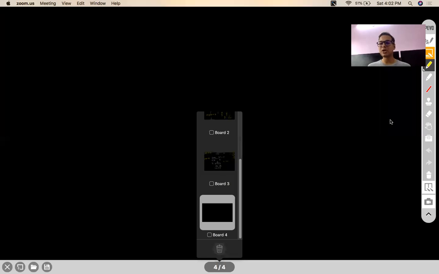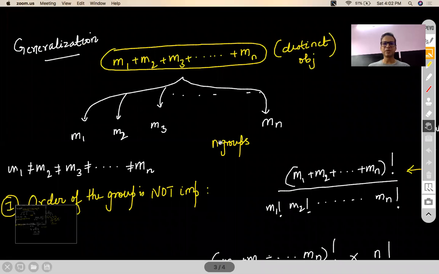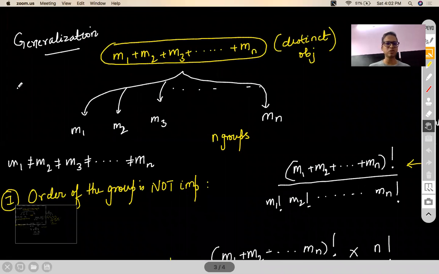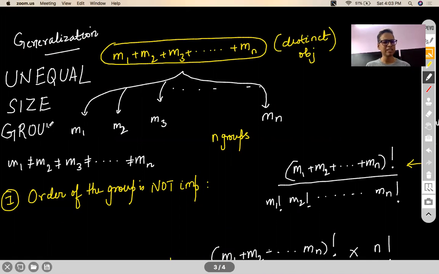This was a case when your groups were of unequal size. Let me write it over here. This was a case where your groups are of unequal sizes. That means no two groups were having the same number of objects. Unequal size groups. I'm writing it in bold so that we are not getting confused.